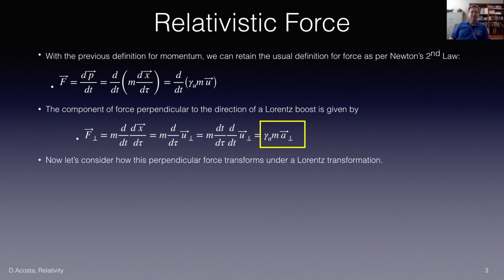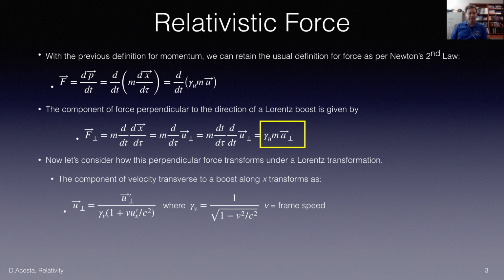Now, if we want to consider how this force transforms under a Lorentz transformation, then the formula does get a bit more complicated as we transform. But we could do that if we wanted to. A component of the velocity transverse to a boost along x transforms as the following. So we learned this when we learned about the addition of velocities from one frame to the next. But now we're talking about the transverse velocities, not the velocities parallel to the boost direction.